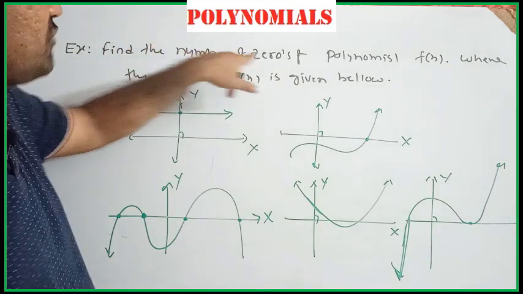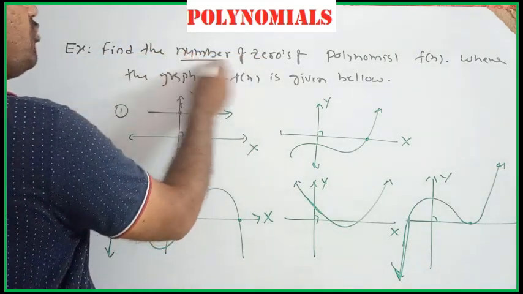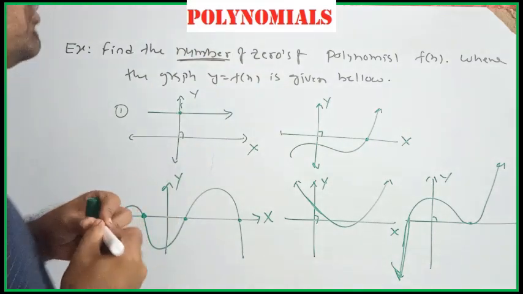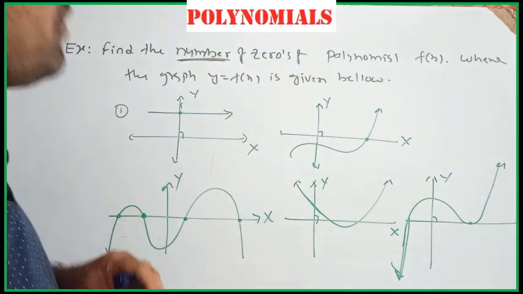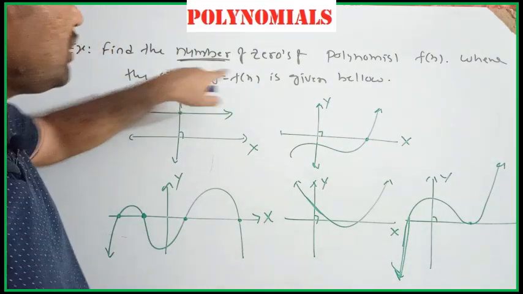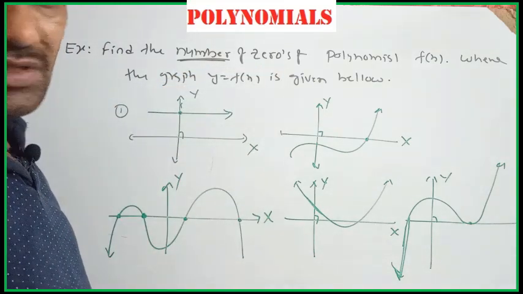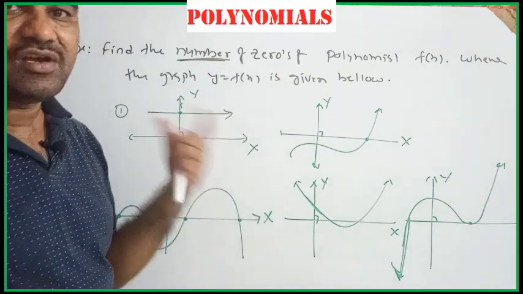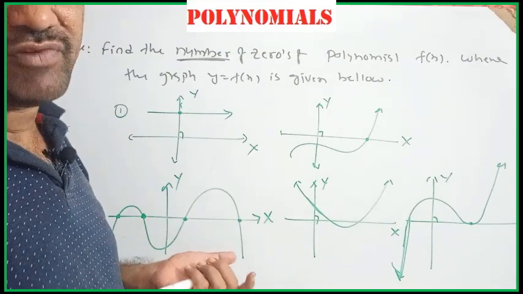Find the number of zeros. Just the number: how many zeros are there? Find the number of zeros of the polynomial f of x, where the graph of y equal to f of x is given below. By using these graphs, you want to identify how many zeros exist for the given polynomial.